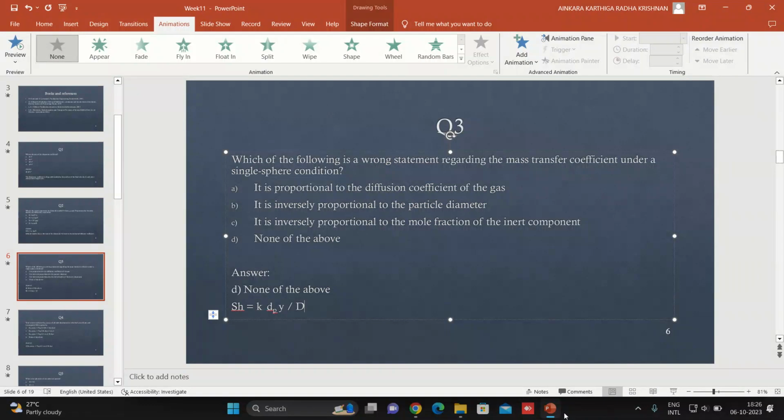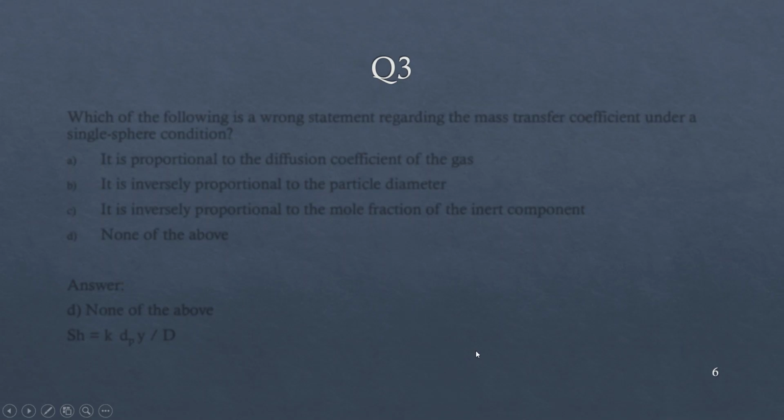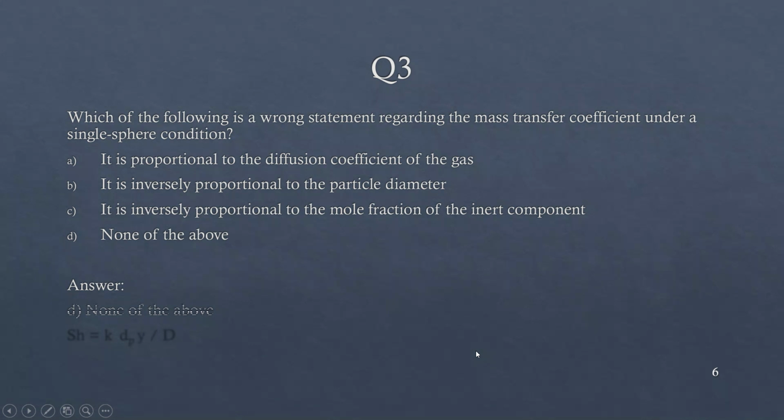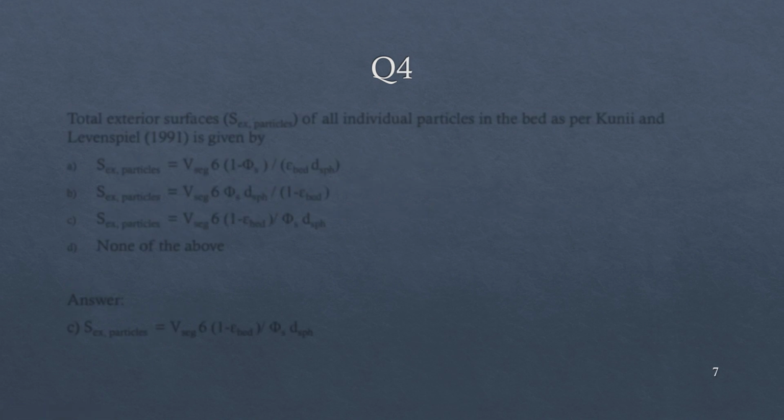So what are we observing from this? The mass transfer coefficient is k. Mass transfer coefficient k is inversely proportional to particle diameter and inversely proportional to the mole fraction, and it is directly proportional to the diffusion coefficient of the gas. So all these are right statements, and the correct answer is option D, none of the above. And we'll go to question 4.